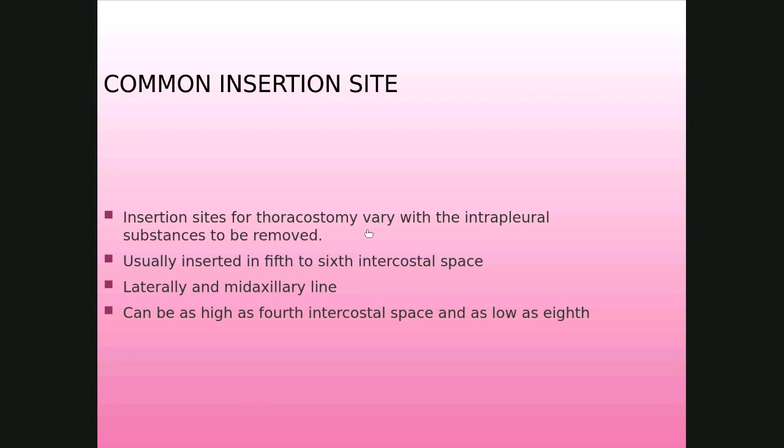What it does is, atelectasis is when the lung collapses. When you put that thoracostomy tube in, you're reestablishing the negative intrapleural pressure so that the lung can reinflate. So whatever is in there is going to come forcefully out of there. All right? And notice it says typically it's 5th to 6th, but it can be as high as the 4th intercostal space, or as low as the 8th intercostal space.